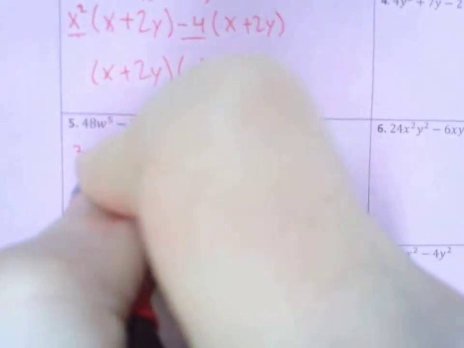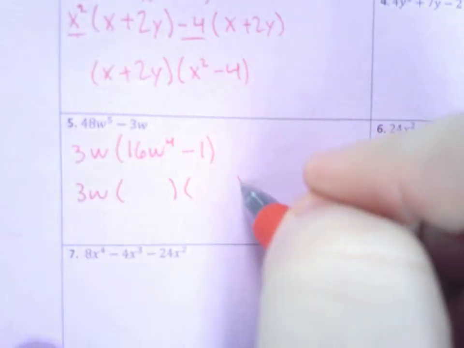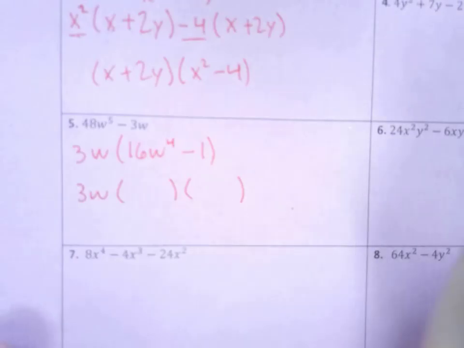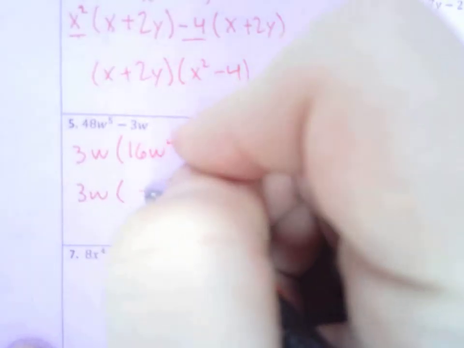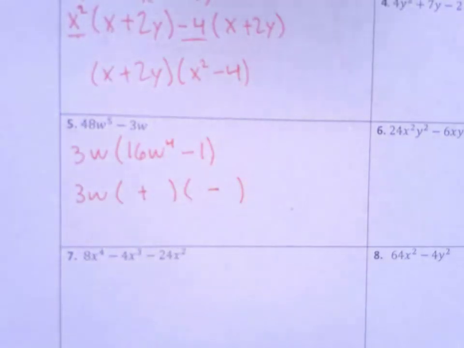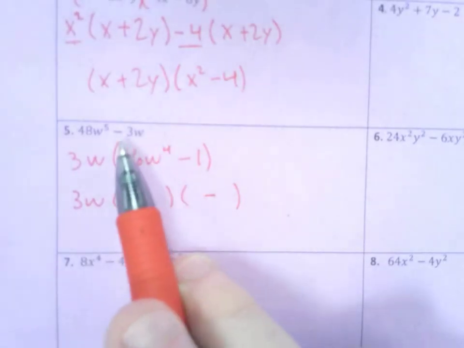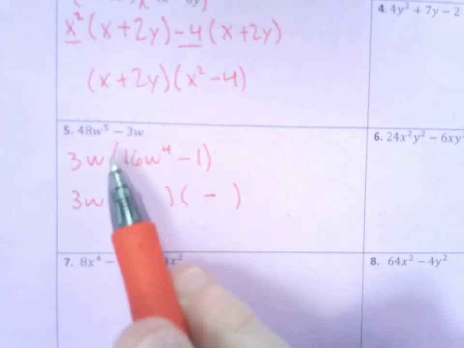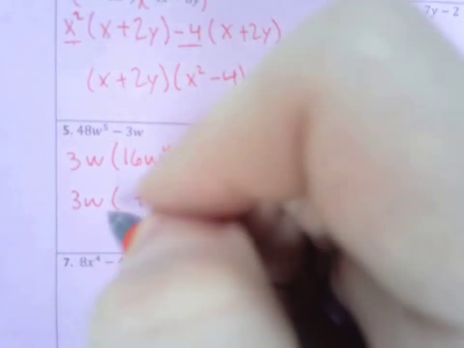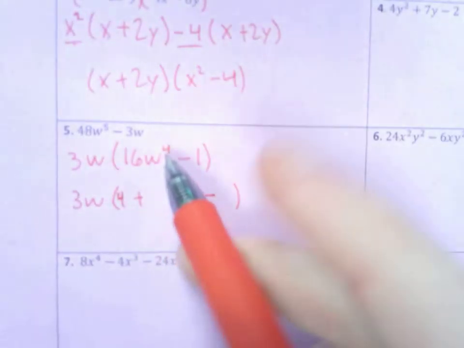So we're going to bring 3w down. We're going to set up 2 parentheses. What's the signs? Yep, 1's plus, 1's minus. Every time you do the difference of 2 squares, it's 1 plus, 1 minus. So the term that goes in the front is the square root of the first term. So what's the square root of 16? 4. Being careful here, what's the square root of w to the 4th?